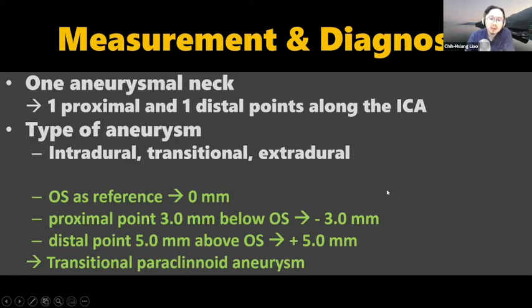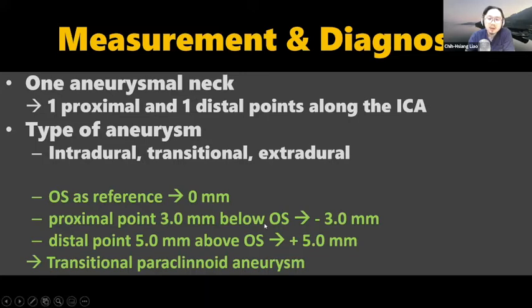And how did I measure it? You can imagine one aneurysmal neck has one proximal and one distal point along the ICA. And there are three types of paraclinoid aneurysm: intradural, transitional, or extradural. For example, if I use the base of the optic strut as the reference point, which means I presumed the dural ring is at the level of the base of the optic strut, I designate it as 0 millimeter. If the proximal point of the aneurysmal neck is 3 millimeters below the optic strut, then I write it as -3 millimeters. If the distal point is 5 millimeters above the optic strut, it is +5. And then this is a transitional paraclinoid aneurysm.